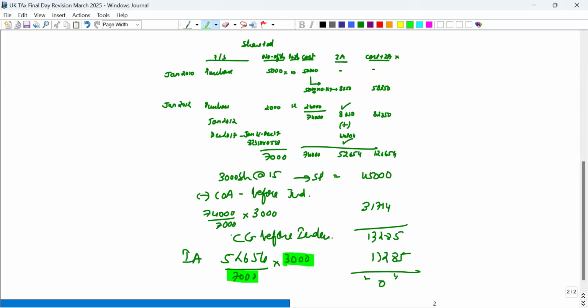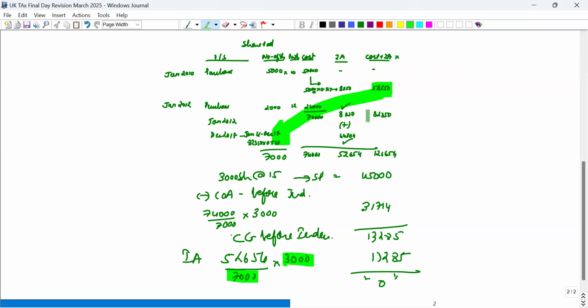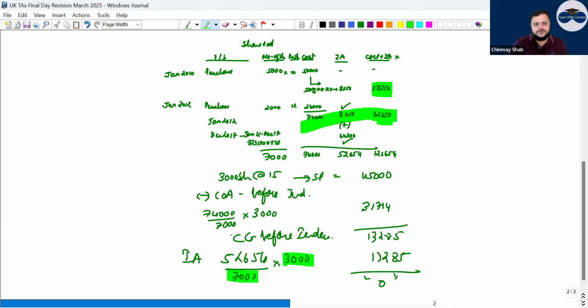Last cost plus indexation allowance will be used where? The last column total. This is only used for the calculation year. Okay. This 82,350 is used for calculation of what? Indexation allowance on the next date. Correct? Got it.